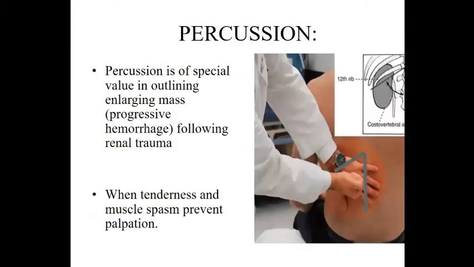Percussion is of special value in outlining enlarged masses and progressive hemorrhages following renal trauma. In these cases, deep palpation is very painful to the patient, and the tenderness and muscle spasm prevent the palpation. It is basically known as the renal punch, which we will be doing for the examination of renal pain.